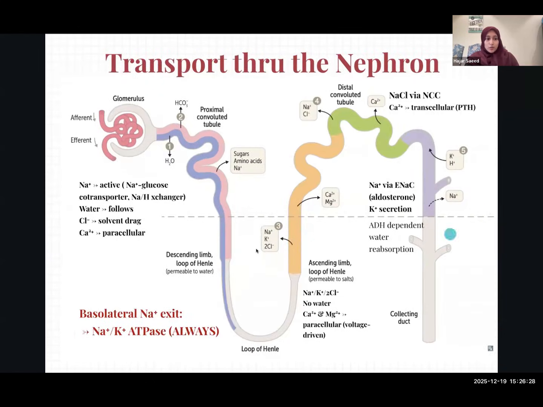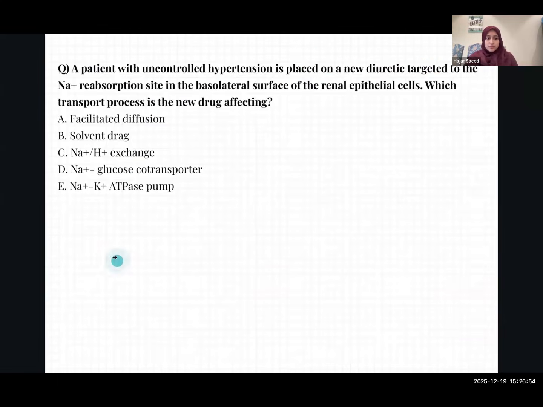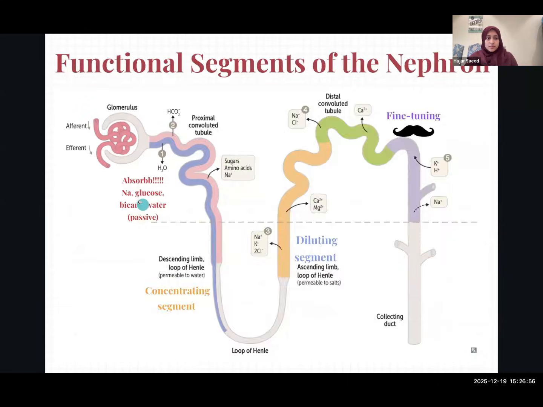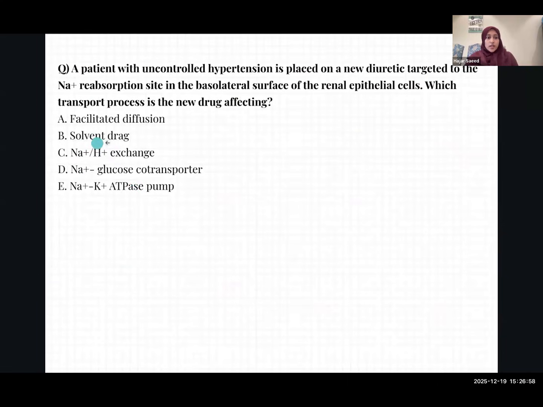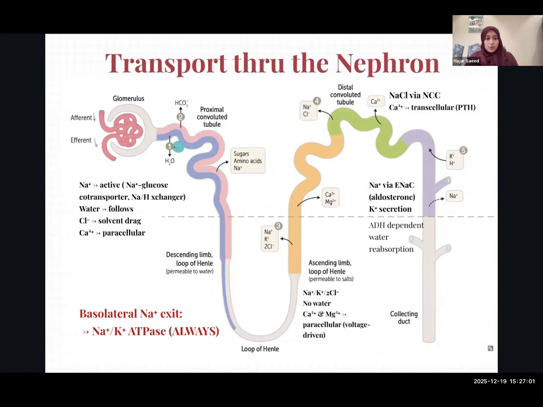So back to this picture, but now we're going to go in more detail. So at the proximal tubule, again, we're absorbing a bunch of stuff. We're actively absorbing sodium with glucose, with bicarb. There's a sodium hydrogen exchanger, but sodium is actively moving over here. Water is just going to follow. And because we're absorbing all of this sodium, it leaves a gradient for chloride to be reabsorbed more in the second half of the proximal tubule. Okay, so chloride will be absorbed by this thing called solvent drag. So that was one of the options here. Solvent drag is how we absorb chloride in the second half of the proximal tubule.